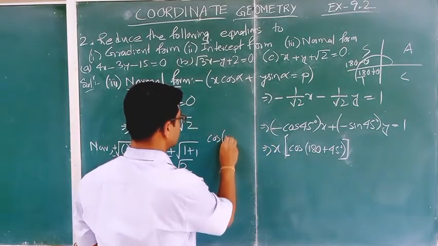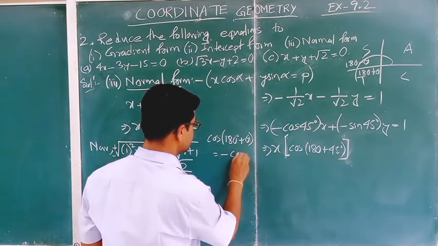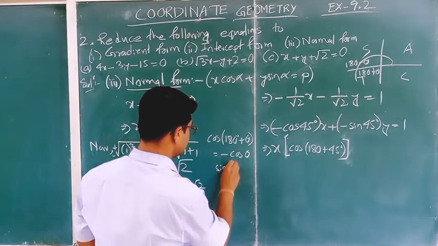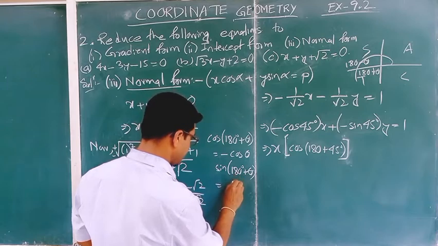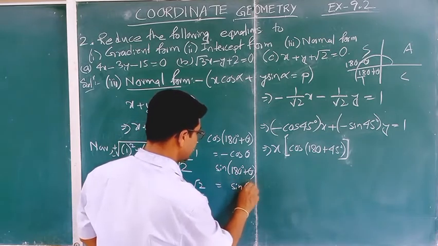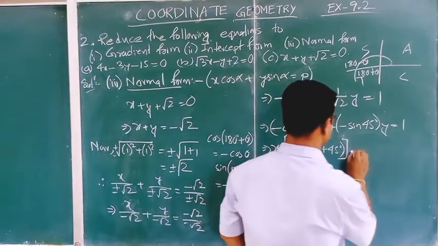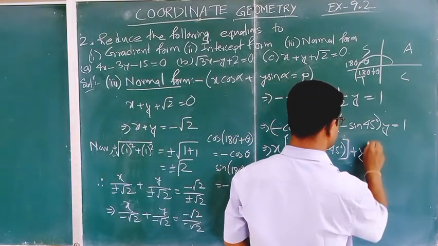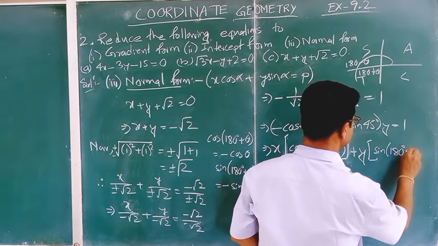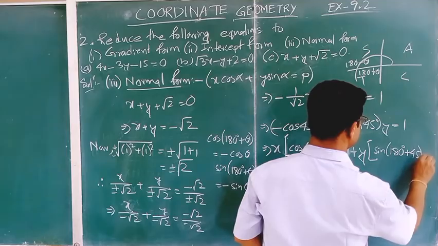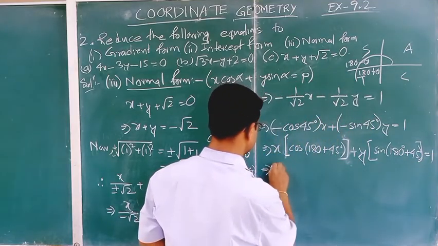Cos of 180 degree plus theta is minus cos theta. Sine of 180 degree plus theta, it is even multiple of 90 degrees. So sine will be sine, and as both are in the third quadrant, both are negative. So then plus this y, let us write sine, again 180 plus theta form, 180 degree plus 45 degree is equal to 1. Okay, so this is x cos.